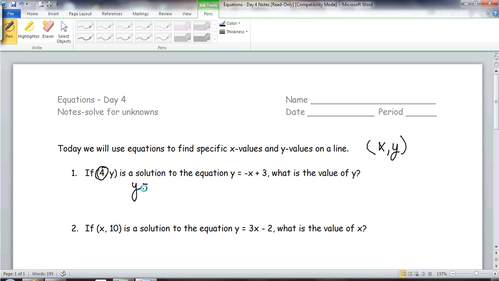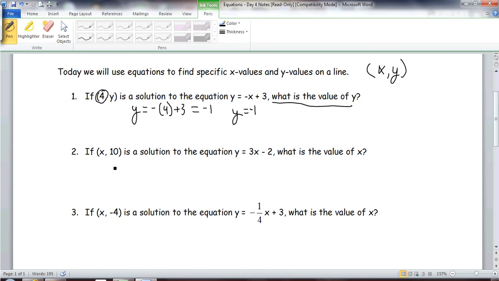I have y equals, I need to use that negative sign, put in my x value that I know. So I have negative 4 plus 3, that equals negative 1. My answer is y equals negative 1. What is the value of y? In number 2, you see we're given the y value and we must find the x.